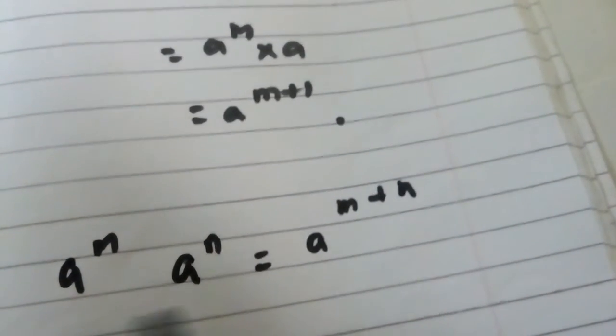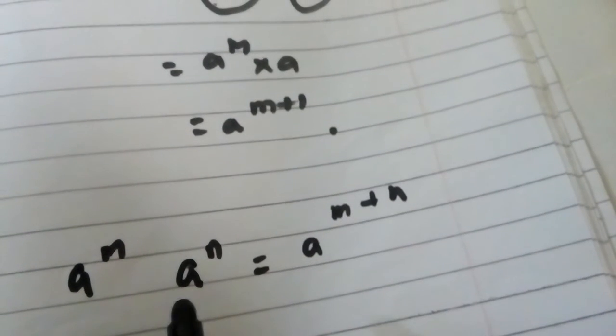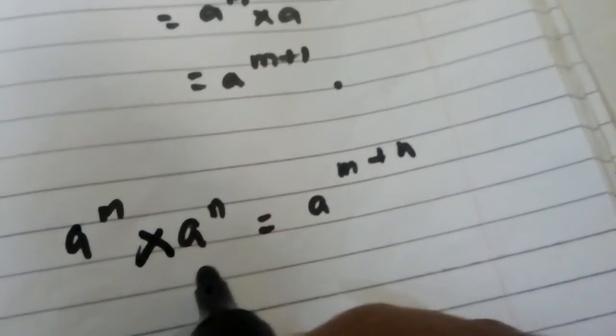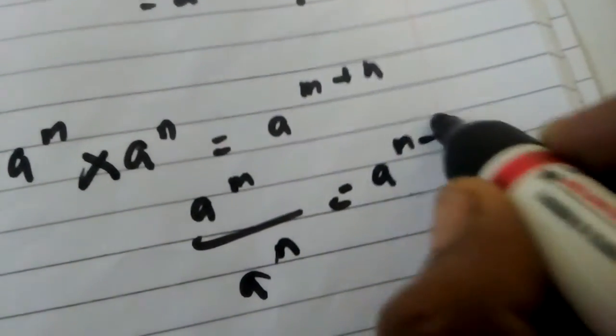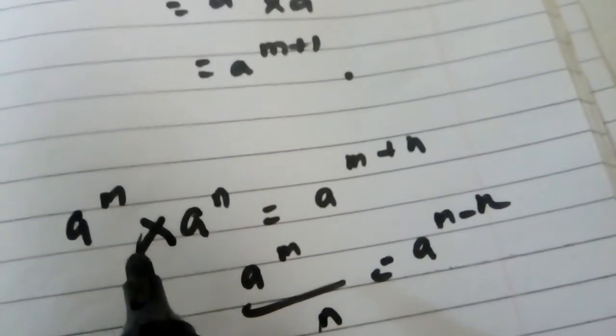When the powers are different, but here the base is the same, we can just add them. When it is in the form of into, a power m into a power n is equal to a power m plus n. And a power m by a power n is equal to a power m minus n. Is it clear? This is also a known formula, but we are using only this formula here.